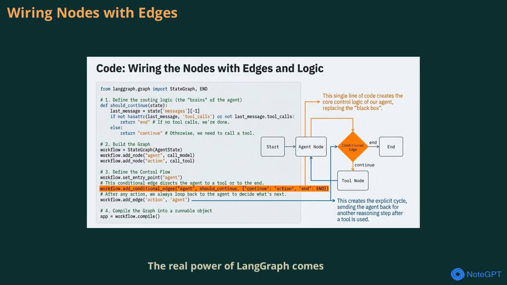The real power of LangGraph comes from wiring nodes together with conditional edges. Routing logic determines how the agent moves from one node to another, enabling dynamic decision-making. For example, after a tool is called, the agent can loop back for further reasoning or end the workflow if no more actions are needed.